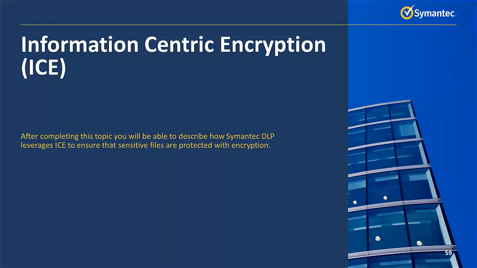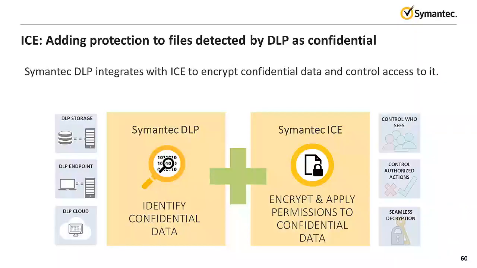Information-Centric Encryption, or ICE. In this topic, we'll discuss how Symantec DLP integrates with ICE to ensure that sensitive files are protected with encryption. Information-Centric Encryption, or ICE, protects data through the use of encryption along with permission sets that control how users or devices can use that data, for instance, reading, editing, printing, or forwarding it. This kind of protection is useful, for instance, when an organization needs to share sensitive documents with partners, but wants to prevent the documents from being forwarded to competitors or potentially malicious actors.